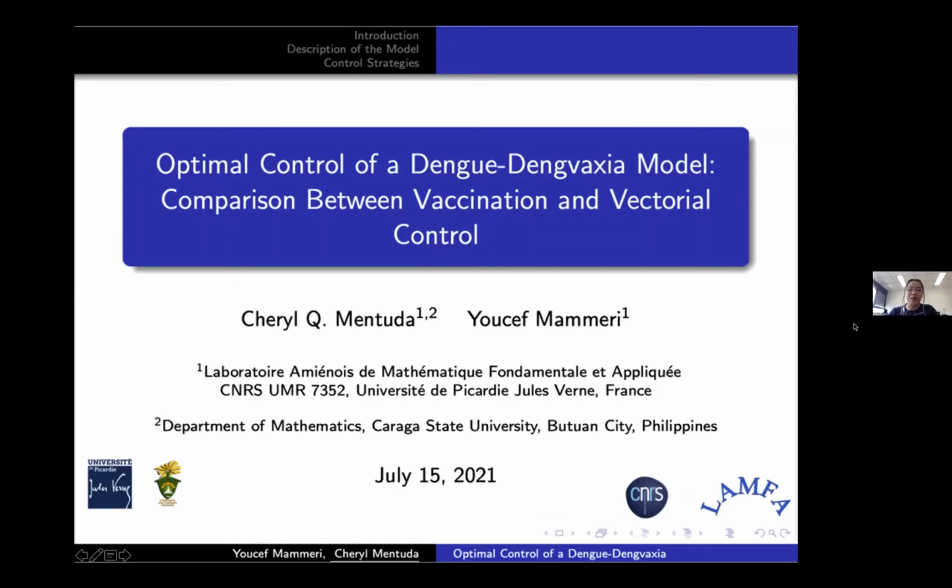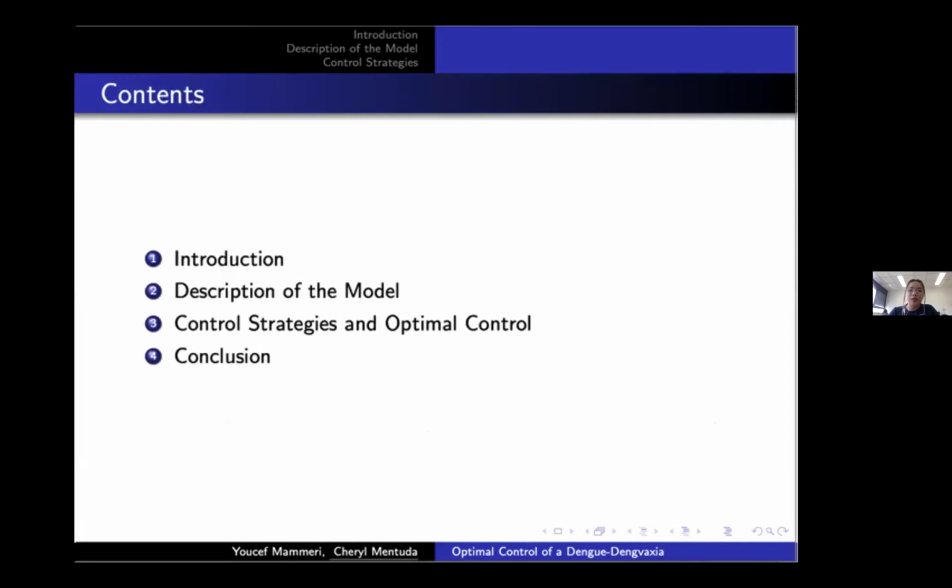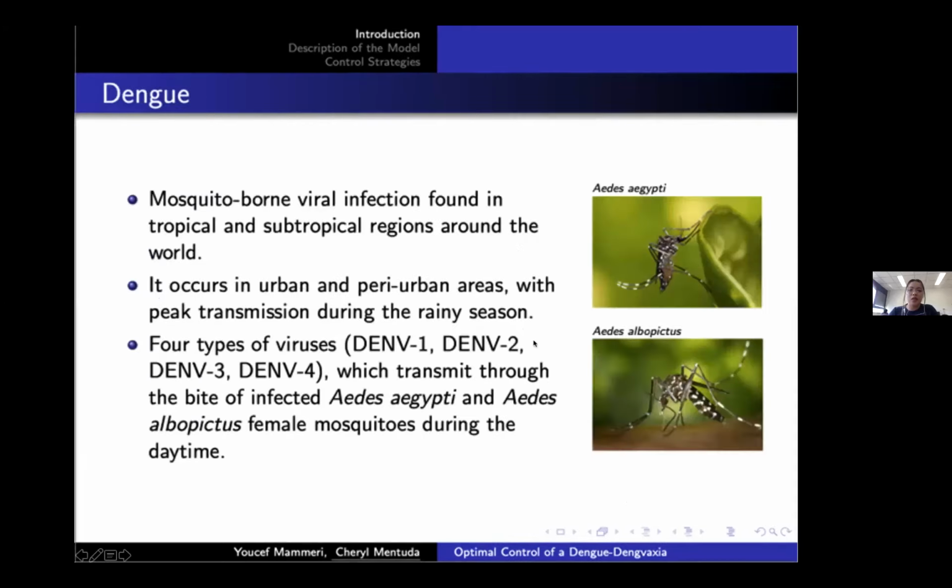So I will present part of our paper entitled Optimal Control of a Dengue Vaccine Model, Comparison between Vaccination and Vectorial Control. In this talk, I will give you a short introduction on dengue and the vaccine, and then present to you the model that we proposed and describe the parameters involved. And then from that model, we're going to present to you the control strategies and the optimal control and its conclusion.